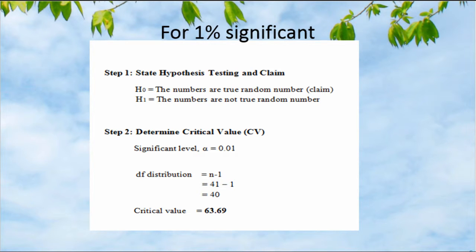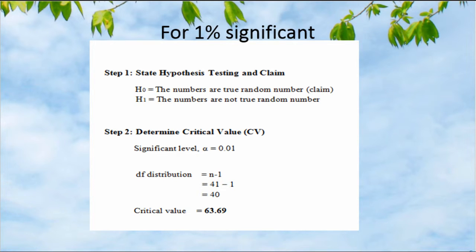In question 4, we are required to use 1% and 5% significance for analyzing. For 1% significance, in step 1, which is state hypothesis testing and claim, our H0 is the numbers are true random numbers and H1 is the numbers are not true random numbers. The question states that if your numbers really are random, so we claim at H0.